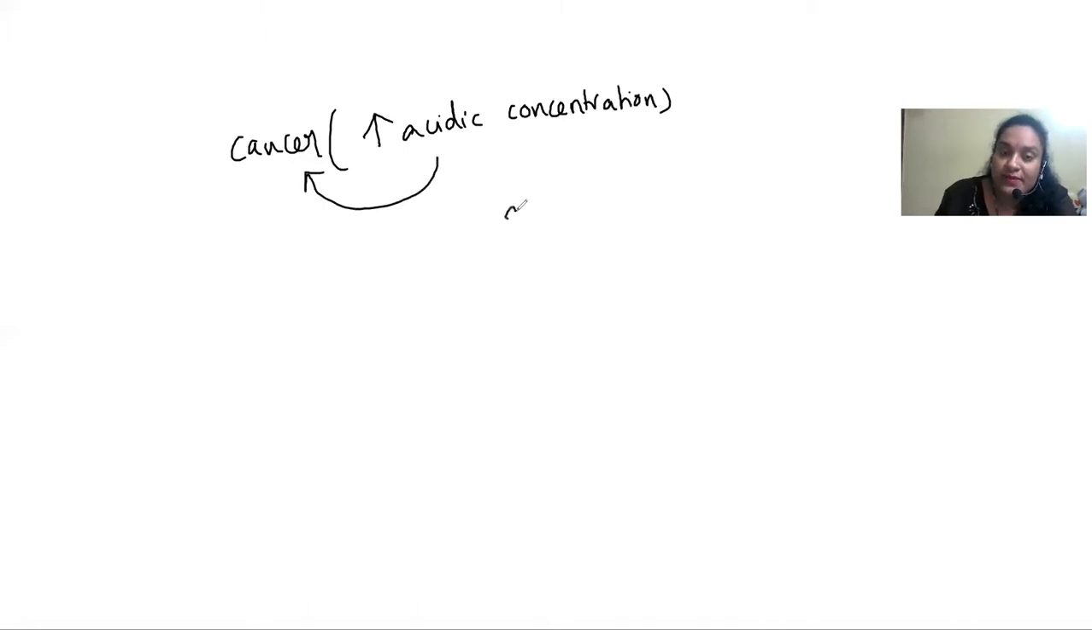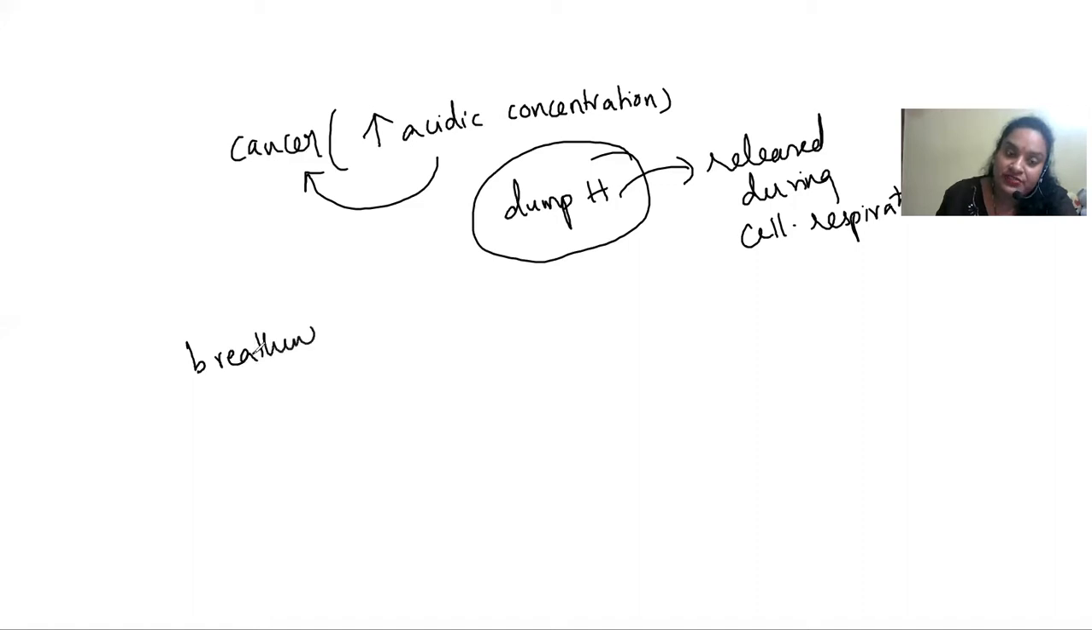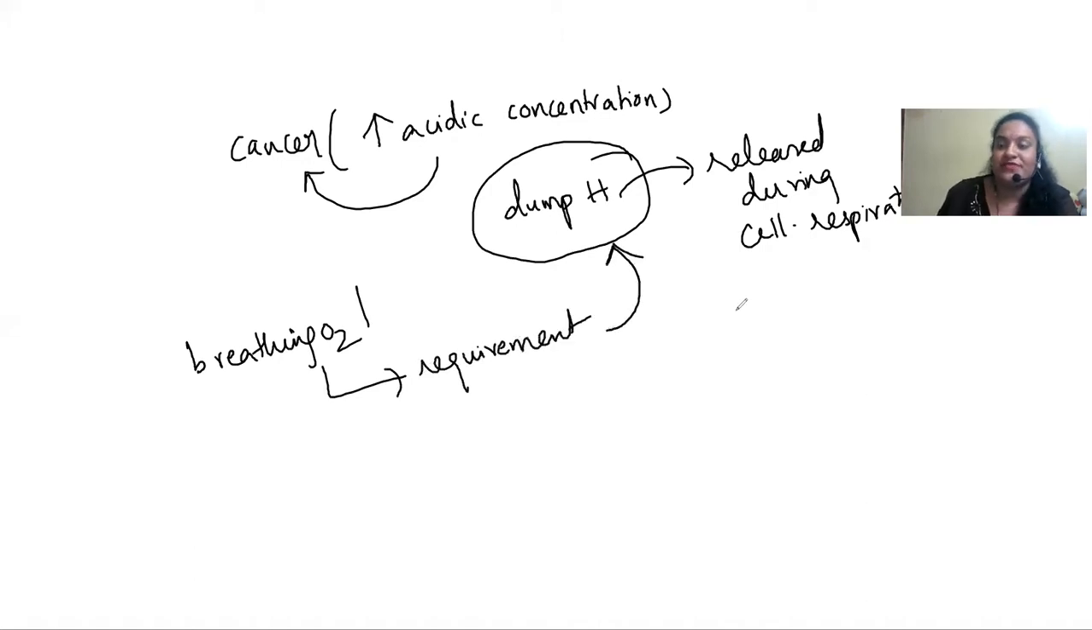So you need to dump what? You need to dump the hydrogens which are released during the cellular respiration process. This now is very, very important to understand. So that's the reason we are breathing in oxygen. This is the role of the oxygen here. The breathing in of oxygen is nothing but the requirement just in order to dump what? The requirement is to just dump away the hydrogen. From where? From the cell.